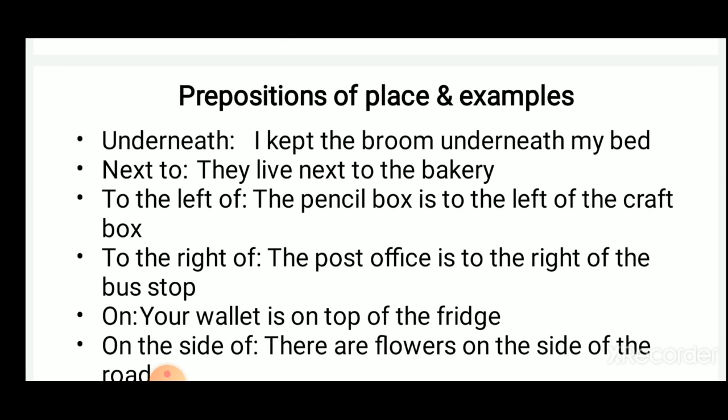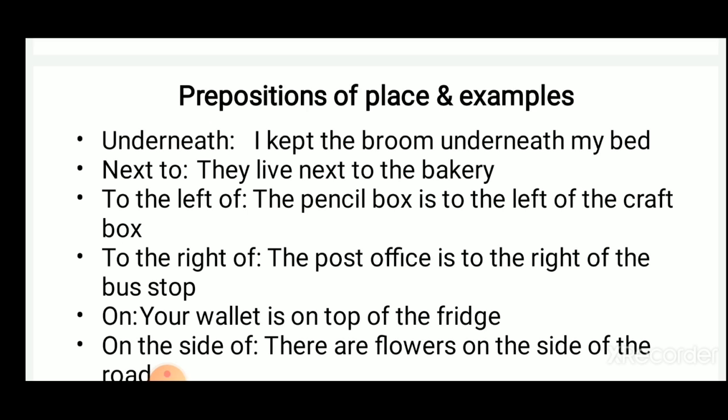Here we have some more examples of place. Underneath. I kept the broom underneath my bed. Next to. They live next to the bakery. Next to means just beside. To the left of. The pencil box is to the left of the craft box. To the right of. The post office is to the right of the bus stop.